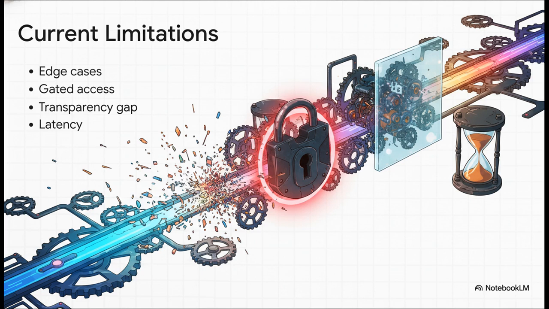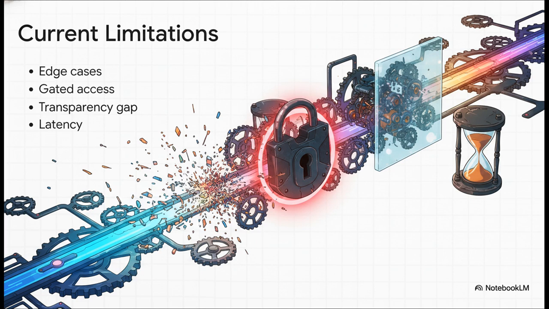Second is gated access. Full orchestration using Claude Opus 4.5 generally requires a Premium Pro or Enterprise plan, so it's an investment. Third, there is a transparency gap. You don't always get a clear audit trail of exactly which underlying model did what piece of the work, which can be a major headache for strict professional compliance.